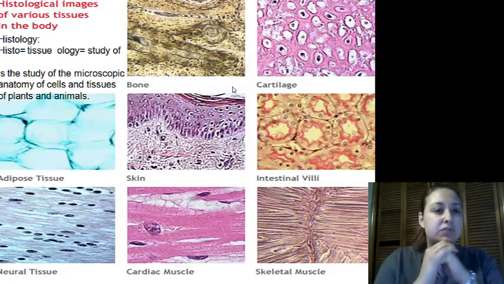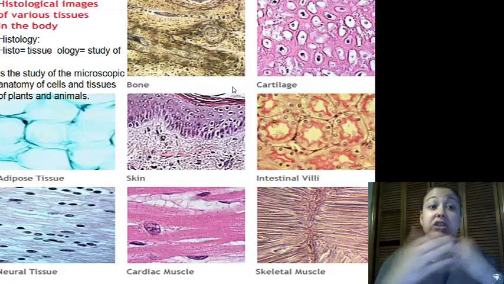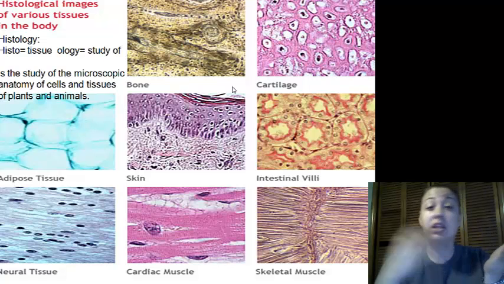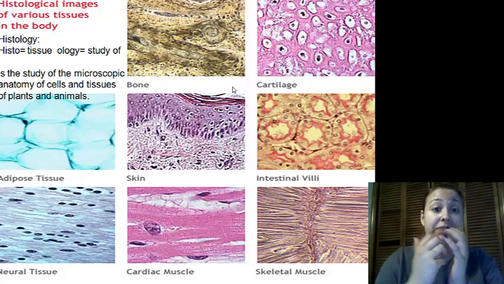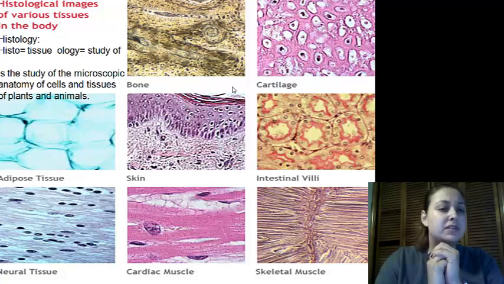When we look at tissues under the microscope, we call it histology. Histo meaning tissue, ology the study of. Our histology is going to be the microscopic study of the tissues. We see bone tissue here and cartilage tissue, skin tissue, adipose, which is fat tissue, neuro tissue, cardiac muscle, and skeletal muscle.